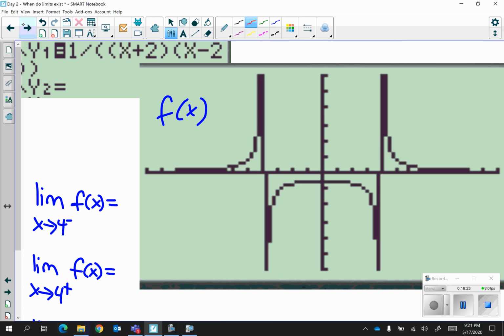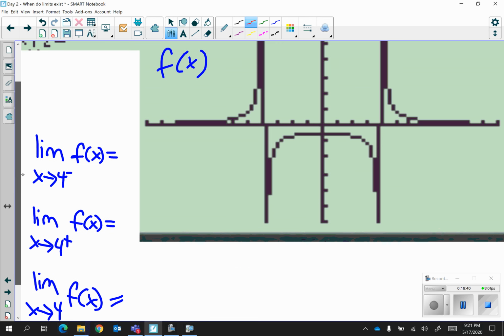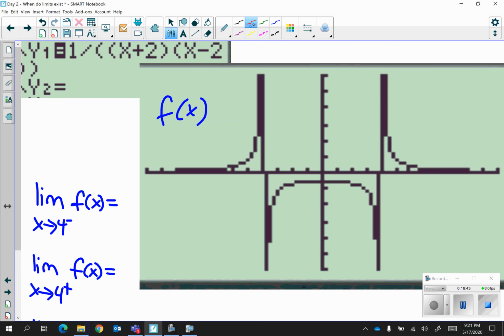Now, you don't have this in your worksheet, but we figured it would be a good last example for you. I have the equation that I have up top, which is 1 divided by x plus 2 times x minus 2, and this is going to be the graph of it. Let's take a look at what happens when you're looking at the limit as x approaches 4. So we're going to start with this one here. We have as x approaches 4 from the negative side, so from the left, and this is 4, by the way. Now, as you come from the left, you're heading down towards negative infinity.